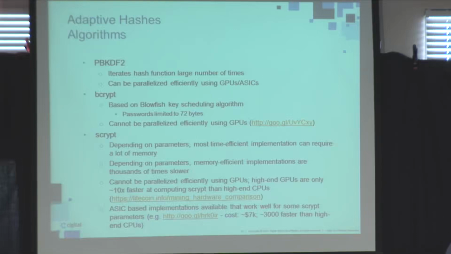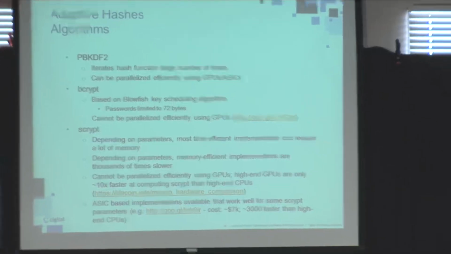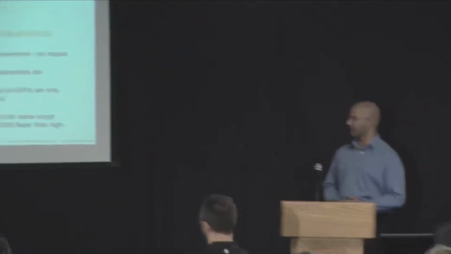But even with scrypt, there are ASIC-based implementations available that will work for some scrypt parameters that'll do hashing about 3,000 times faster than any of your servers could. So we still have to keep that in mind. Even if we are using adaptive hashes, if your attacker is really, really committed and motivated to try to attack you, they will still be able to. In this case, they have to spend $7,000, but oh well. If your attacker is motivated enough, they will do that.